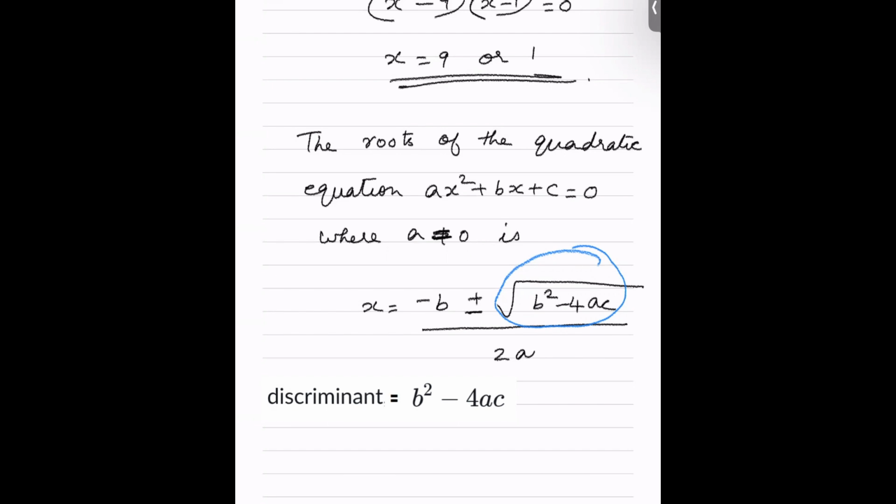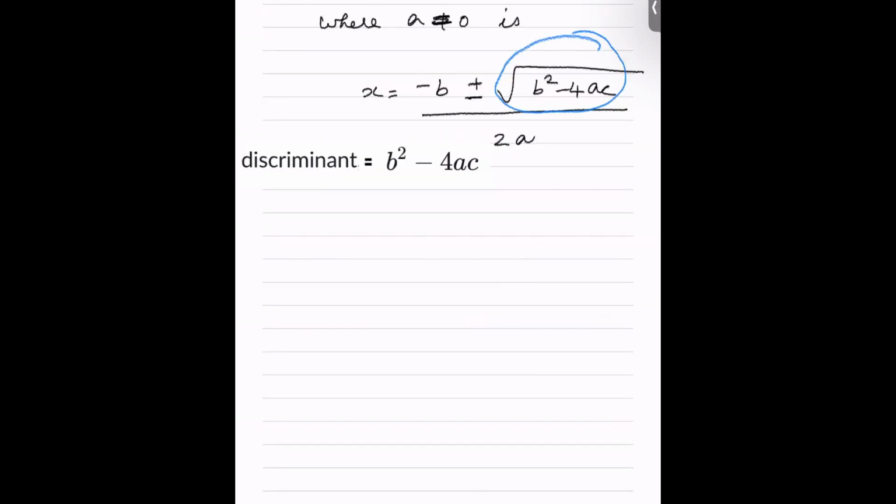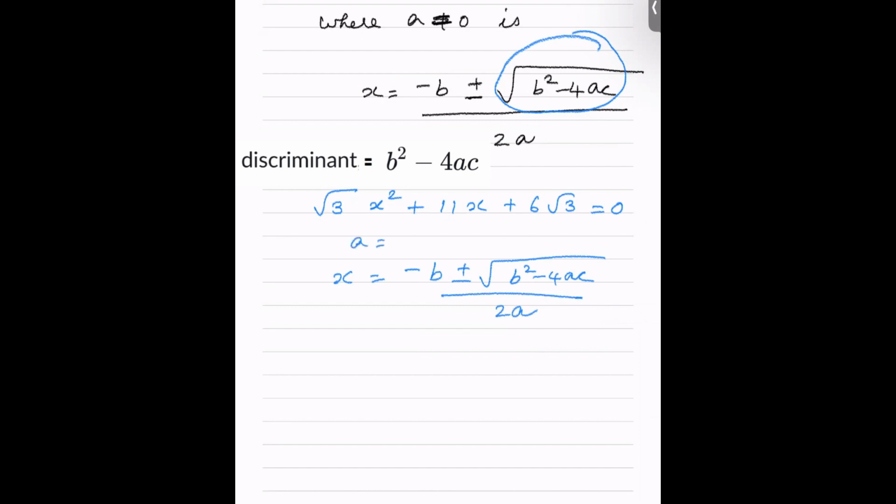Now, shall we try one problem? Solve each of the following equations by using the formula. Root 3x square plus 11x plus 6 root 3 equal to 0. This is our quadratic equation. Always write the formula. You write x is equal to minus b plus or minus root of b square minus 4ac by 2a. And what is your a, b, and c? A is root 3, b is 11, and c is 6 root 3.